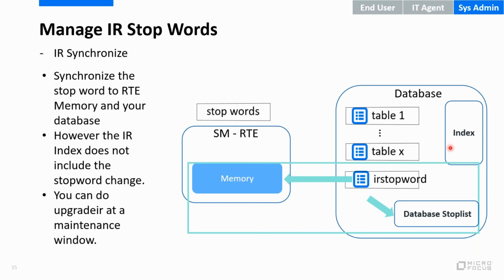But if you do not do the index, you can just use the newly added stop word without restarting the SM server because the stop word is already synced to the SM server's memory. And you can do the SM upgrade IR command at a maintenance window. And this is also the system administrator's activity to do this job.